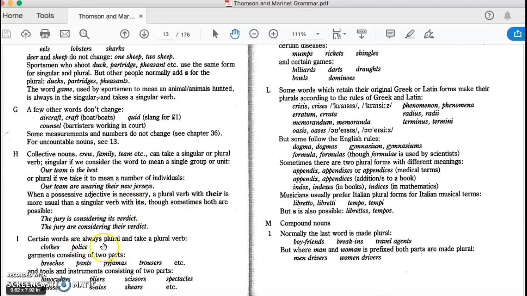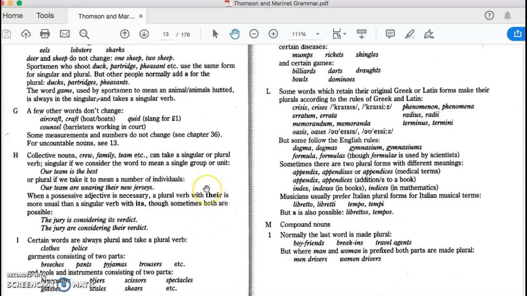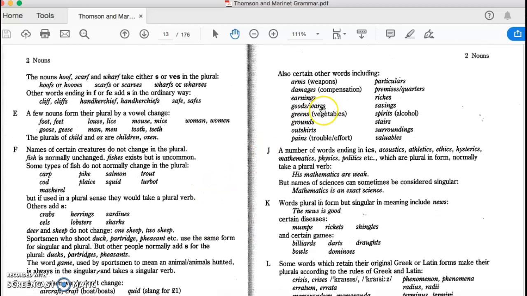Certain words are always plural and take a plural verb. For example, the police are coming. You never say the police is coming. Or clothes consisting of 2 parts, such as pajamas or trousers or overalls, or instruments and tools that have 2 parts, such as glasses or scissors or scales. Other words in the same category, you can see grounds, greens, earnings, and so on. These are always plural.